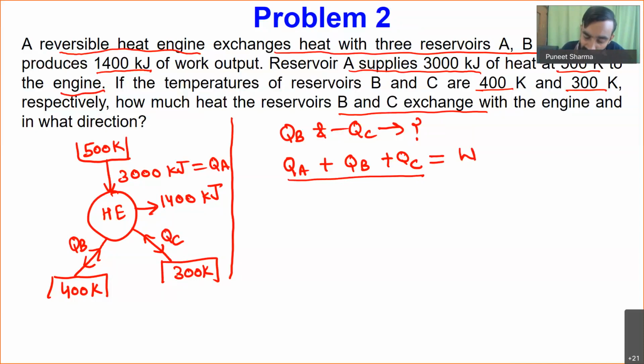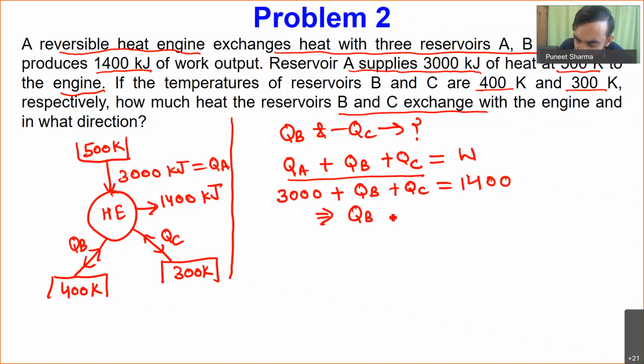Now QA is... Sorry? Is the positive value of Q heat given to the engine? Yes, heat given to the engine means moving away from the reservoir. Okay, sir. Now QA is 3000 plus QB plus QC equal to 1400, because 1400 kilojoule of work is done by the heat engine. So finally I find that QB plus QC is equal to minus 1600. So this is one equation I have got.